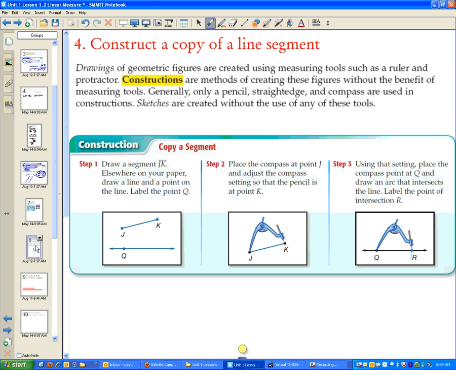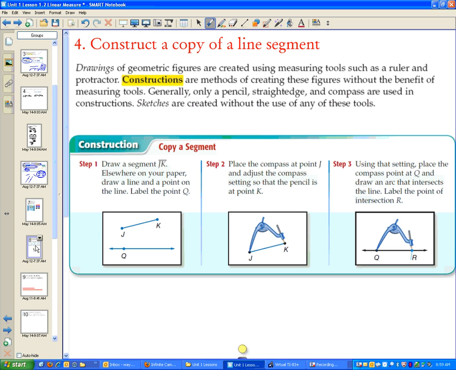Now, drawings are what we usually do. Drawings of geometric figures are created, actually, we usually do a sketch. We freehand it most of the time. A drawing uses measuring tools such as a ruler and a protractor. Constructions, which I'm getting ready to show you how to do, are methods of creating these figures without the benefit of measuring tools. Generally, only a pencil, straight edge, and compass are used in construction.